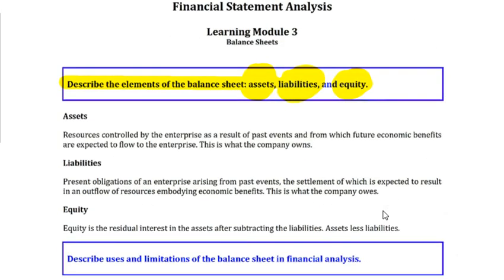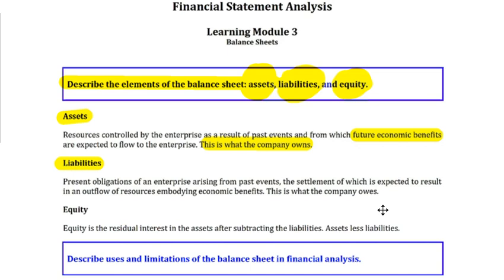Assets are resources controlled by the enterprise. I'm going to just read you the formal definition: as a result of past events, but what do we expect? We expect future economic benefits to flow to the enterprise as a result. Assets are what the company owns.